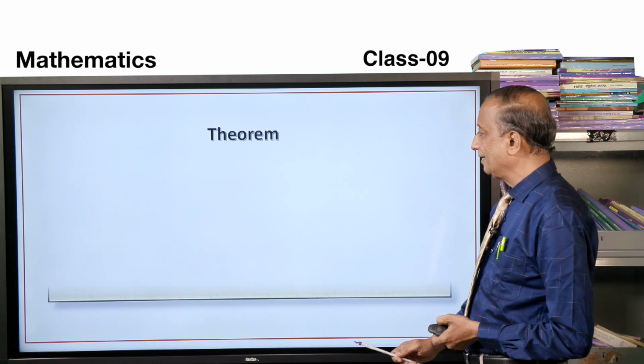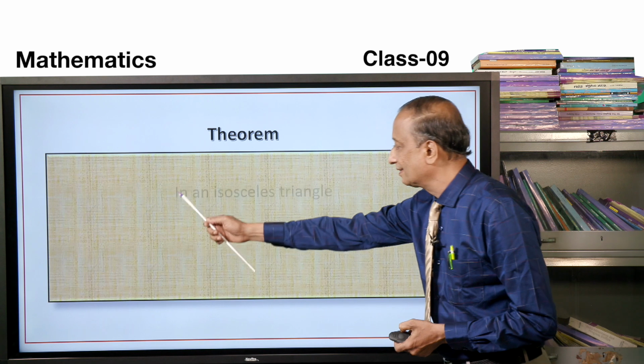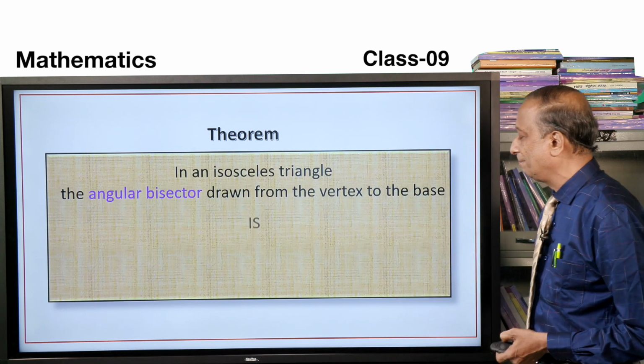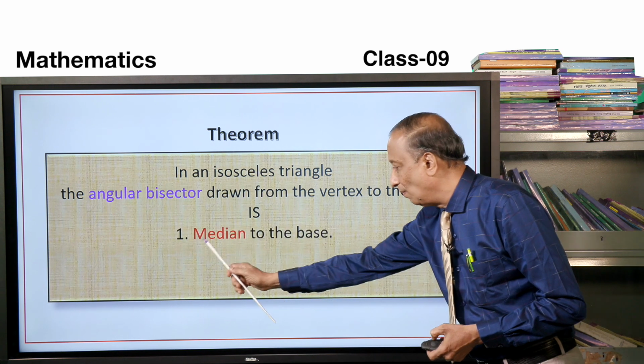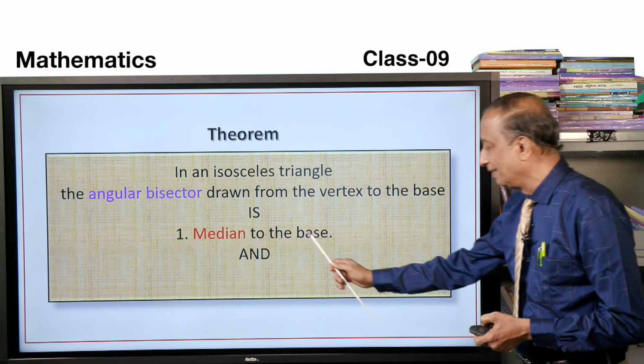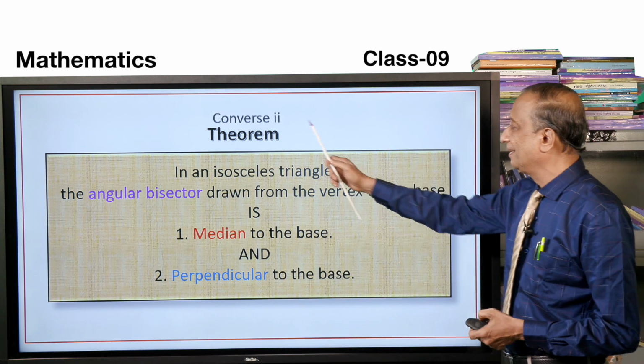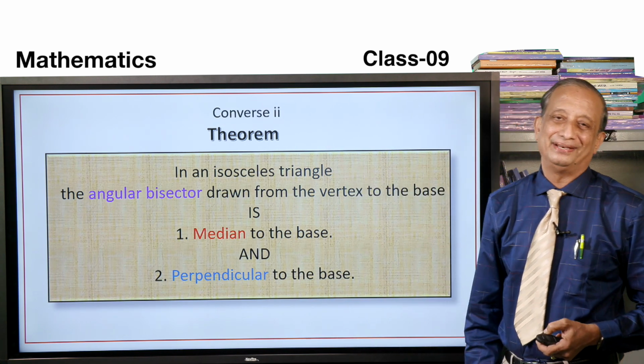So finally we can put it like this. In an isosceles triangle, the angular bisector drawn from the vertex to the base is the median to the base. Not only that, it is perpendicular to the base. This we can call converse number 2.